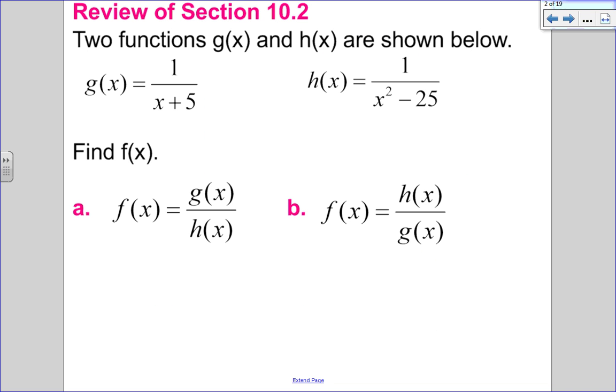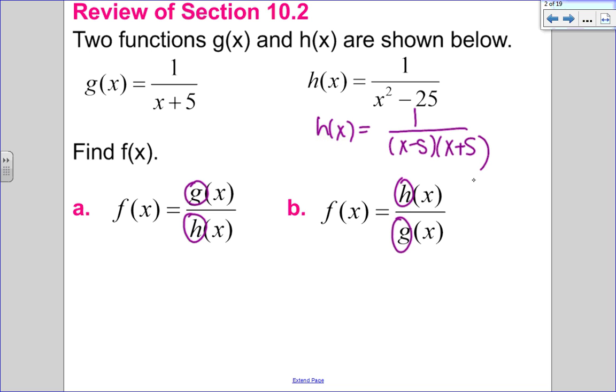Okay, in this question here, we're going to be looking at quotient. Now, quotient, just like difference, it's really important the order in which you do these. So you see, we're going to do f of x is the quotient of g over h, and then we're going to look at h over g, and those are not the same thing. So g of x is factored and good to go. Let's just factor h of x. So it's 1 over x squared minus 25, which is just a difference of squares. And I'll factor that as x minus 5 and x plus 5.